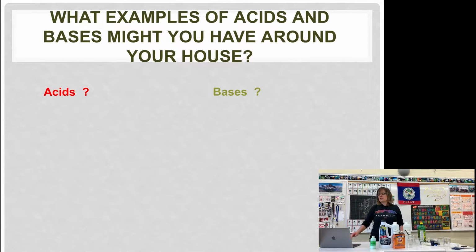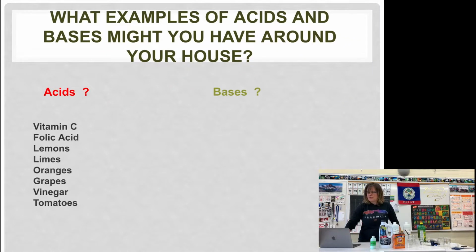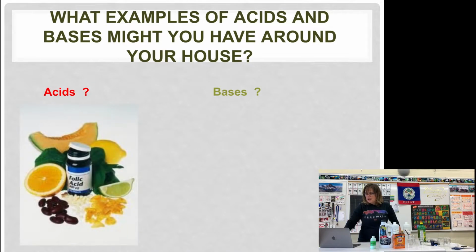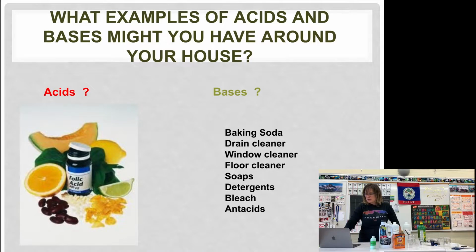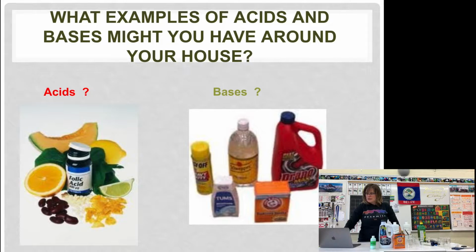Awesome. So what's an example of acids and bases you might have around your house? So here's some acids, some more, vitamin C all the way through, lemons, limes, all that stuff like that. Baking soda, drain cleaner, window cleaner, any type of soap, any type of shampoo, those are your bases.